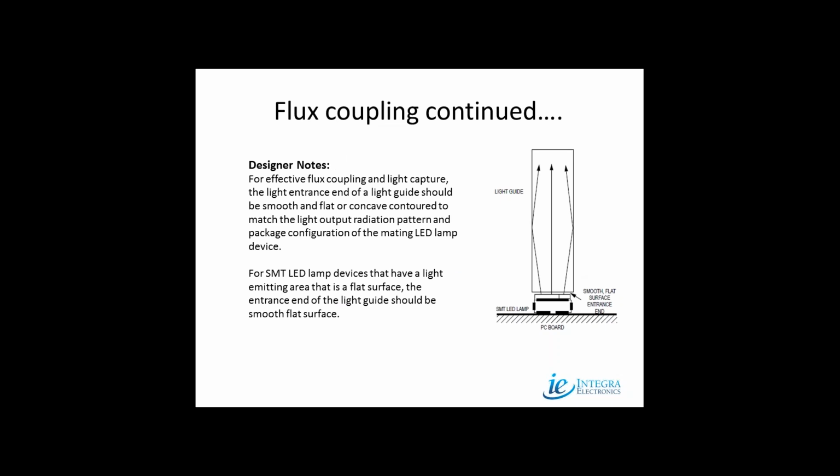20,000 spacing or less is ideal. Anything over 20,000, you start to get more flux loss. So that's a good rule to keep in mind when you're designing a light pipe, to make sure that as close to the LED as possible is the best overall design practice.